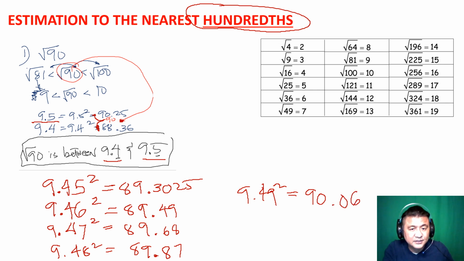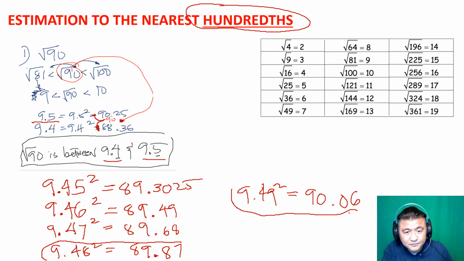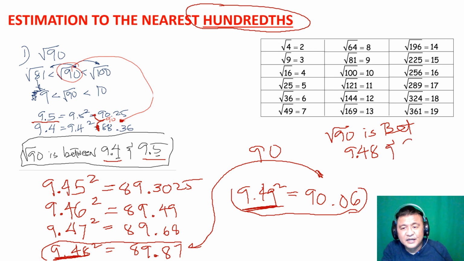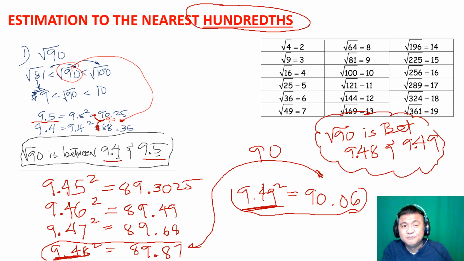So what can you say? The square root is between this and that, right? Because somewhere in between here will be the 90. So I can use this number and that number. So I could say that the square root of 90 is between 9.48 and 9.49. See, it's more accurate because it's on the nearest hundredths.